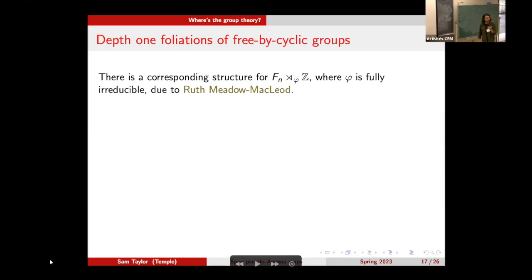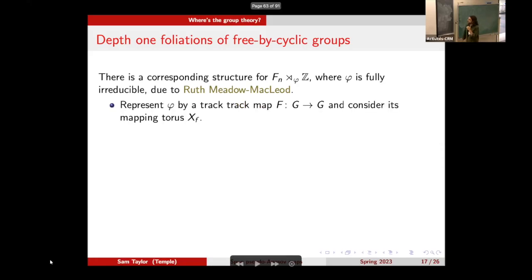Okay, so what's the similar structure? Now I'm looking at a free by cyclic group, and of course, a free by cyclic group is the fundamental group of the mapping torus of a graph. Okay, and I want to start with something that's like a pseudo-Anosov homeomorphism. So I'll start with a fully irreducible automorphism and a train track representative of it.